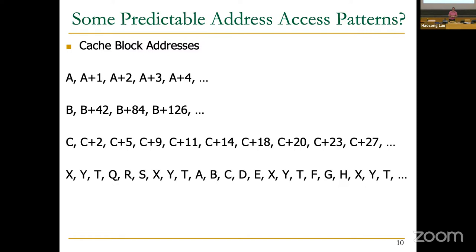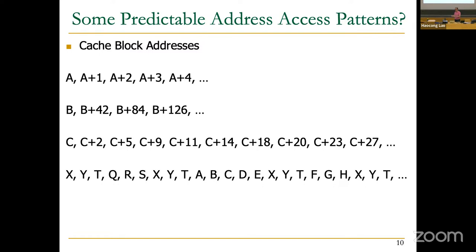Yeah? Anyone? Maybe you have an idea? Going once, twice. Anybody wants to volunteer? Yes. Okay. Yes, XYT is the pattern. Basically, this is a bit harder because there's some prefetchability here, but that's not perfect prefetchability or predictability, right? Basically, what I can say over here is whenever I see X, I'd better get Y and T, right? I think that's the only thing I can say here. If you find some other pattern, let me know.